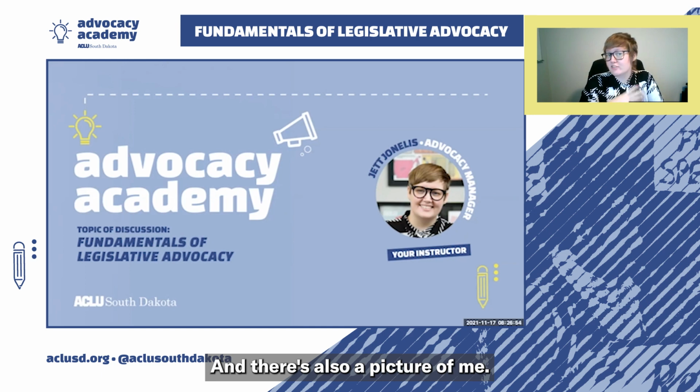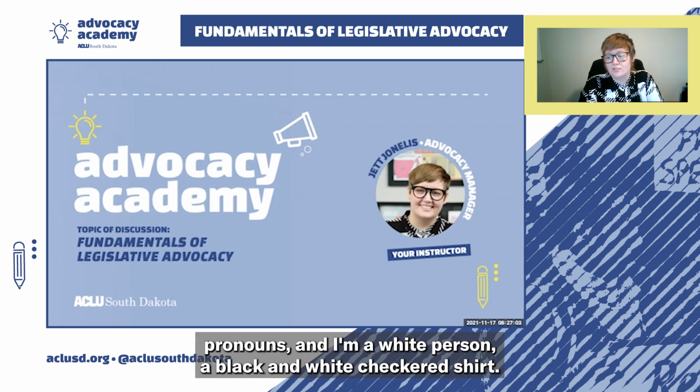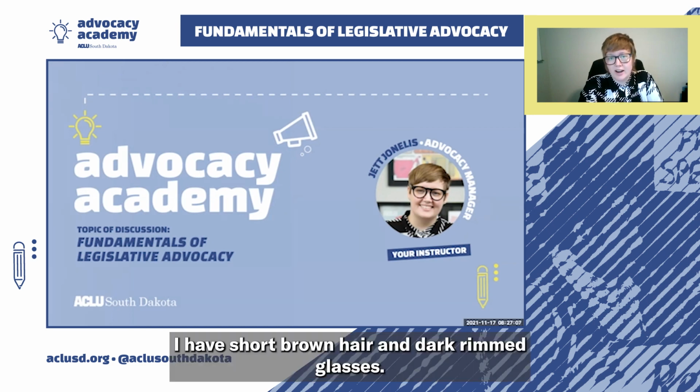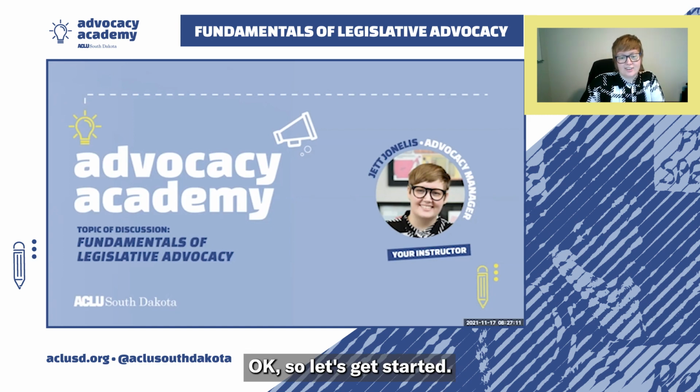And there's also a picture of me. I'm your instructor. My name is Jet Janellis. I'm the advocacy manager at the ACLU of South Dakota. I use they, them, and she, her pronouns. And I'm a white person in a black and white checkered shirt. I have short brown hair and dark rimmed glasses. Okay, so let's get started.